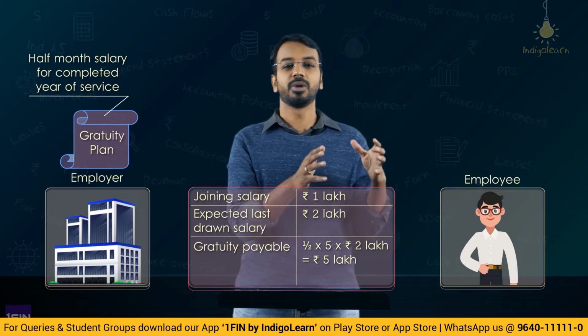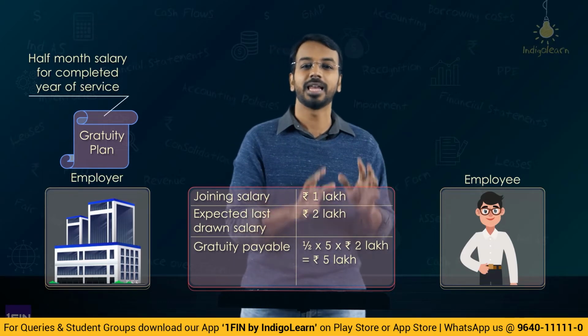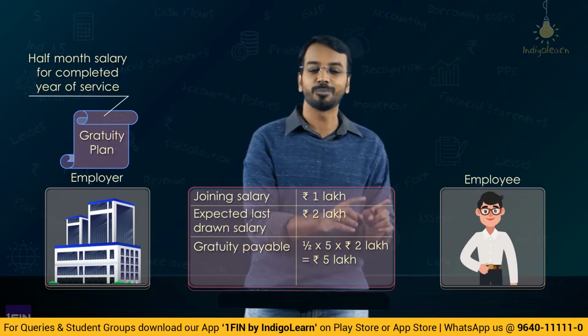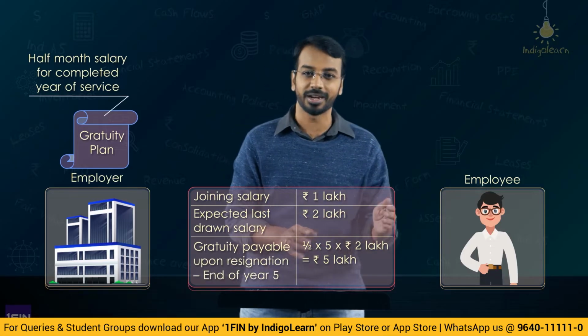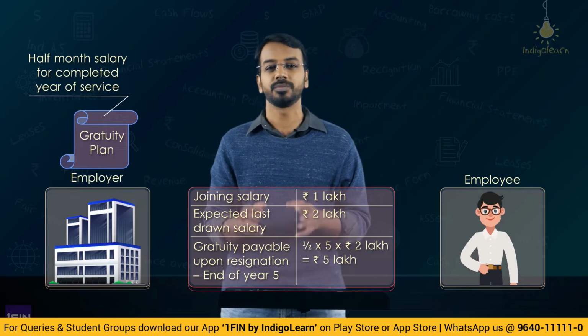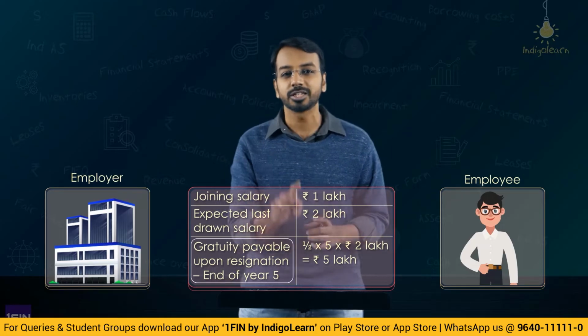So, 2 lakhs multiplied by 5, and if you divide it by half, how much do you get? You get 5 lakhs. So, 5 lakhs is the lump sum gratuity amount which will be paid to the employee at the end of year 5, right? If he resigns at the end of year 5. Now, few things that we need to answer. Is this gratuity which is payable at the end of year 5 an obligation on the entity?